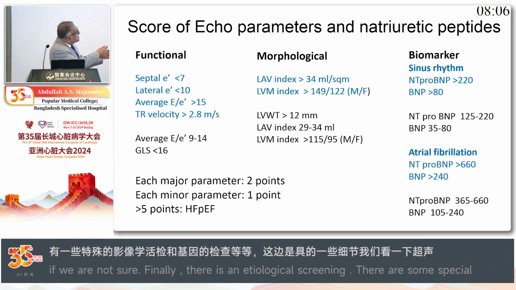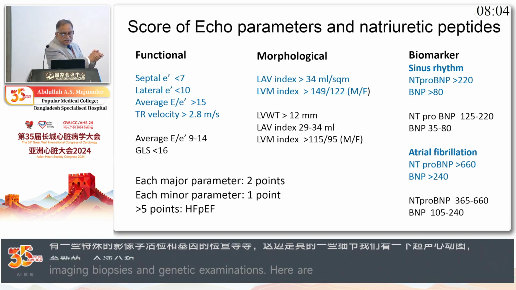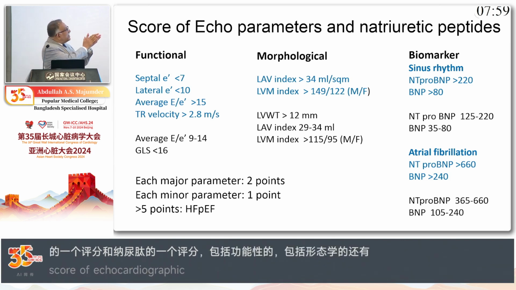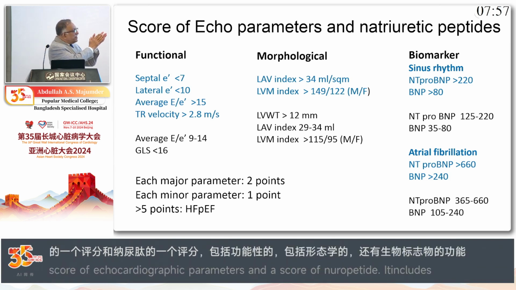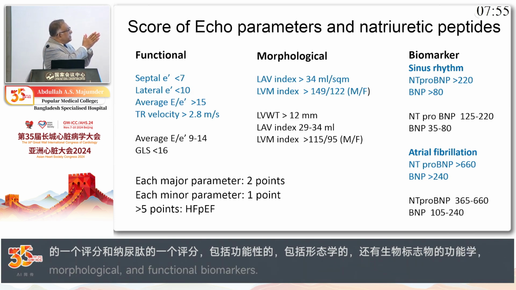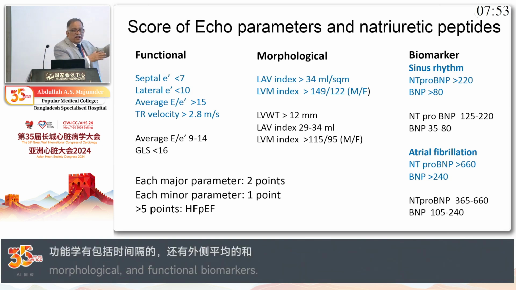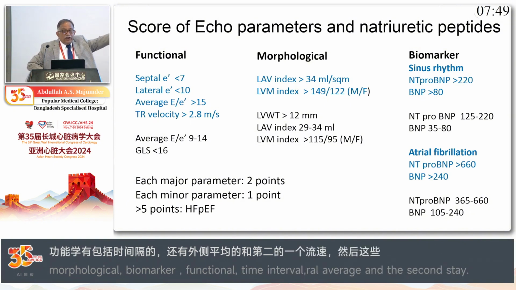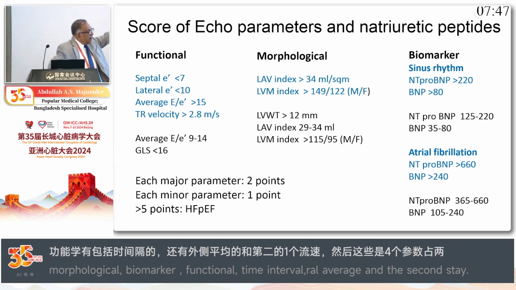These are the functional, morphological, and biomarker parameters. In functional: septal E prime less than 7, lateral E prime less than 10, average E by E prime more than 15, TR velocity more than 2.8. These are the 4 parameters having 2 points, only 2 points, for either of the 4.